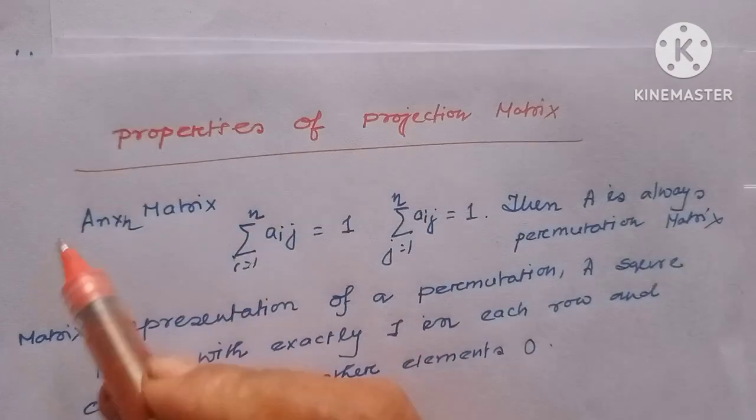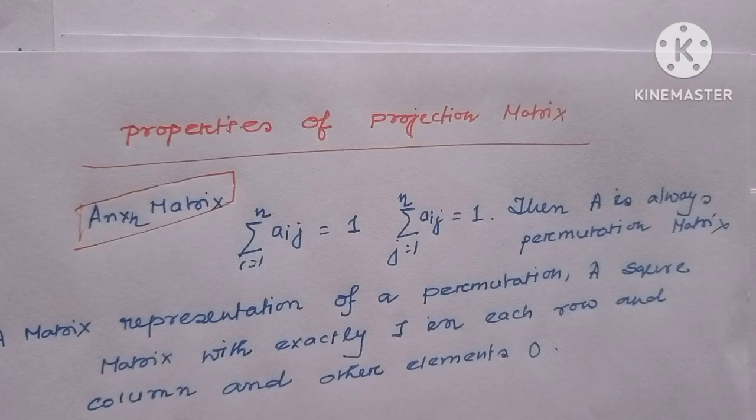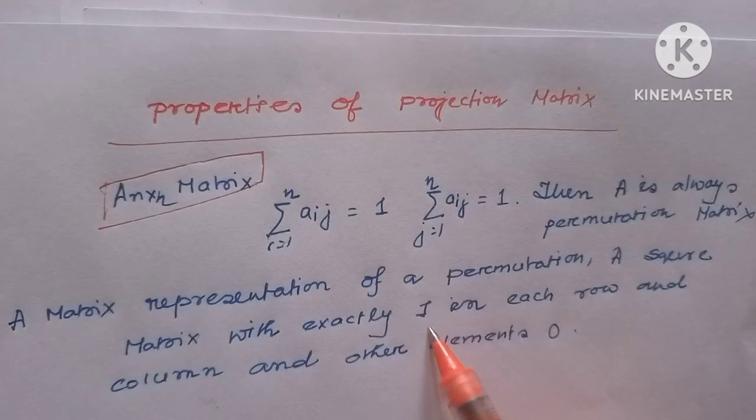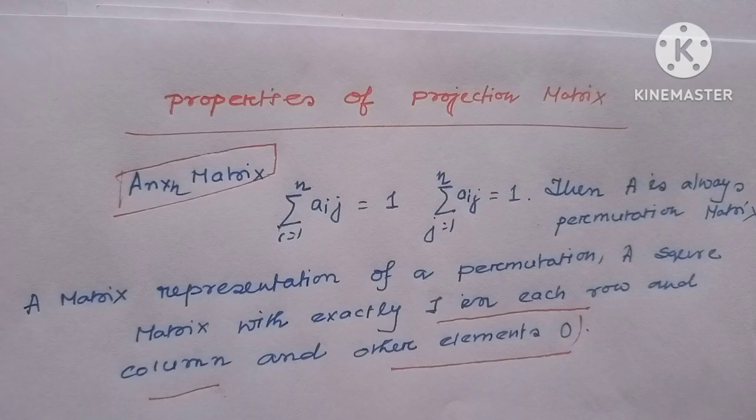A is an n cross n matrix with summation of a_ij equal to 1, where i equals 1 to n, and summation over j equals 1 to n of a_ij equal to 1. Then A is always a permutation matrix. That means a matrix representation of a permutation is always a square matrix with exactly 1 in each row and column and other elements 0.